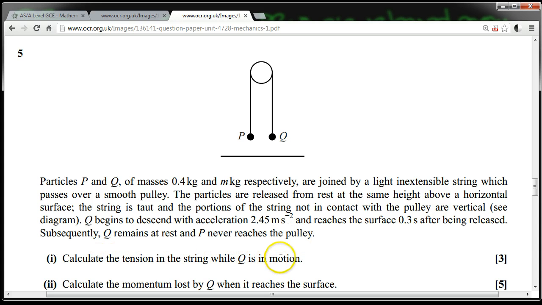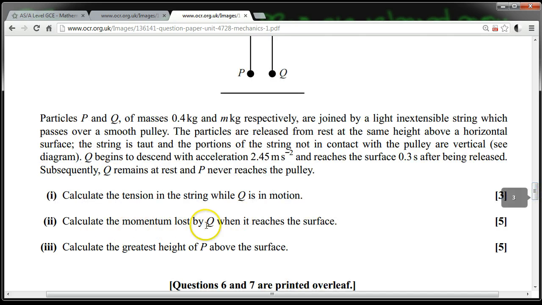Calculate the tension in the string while Q is in motion. Calculate the momentum lost by Q when it reaches the surface. Calculate the greatest height of P above the surface.